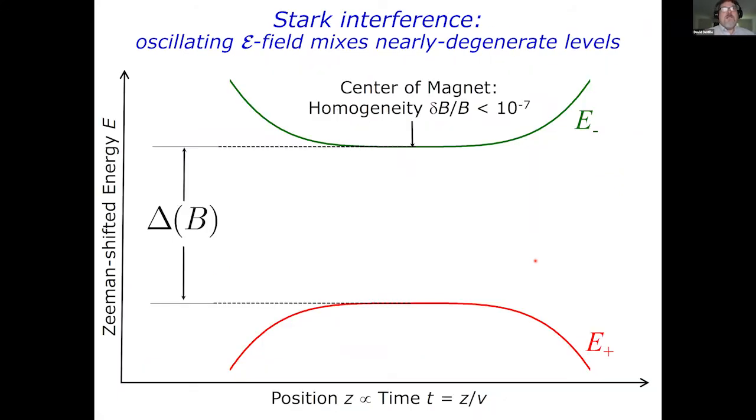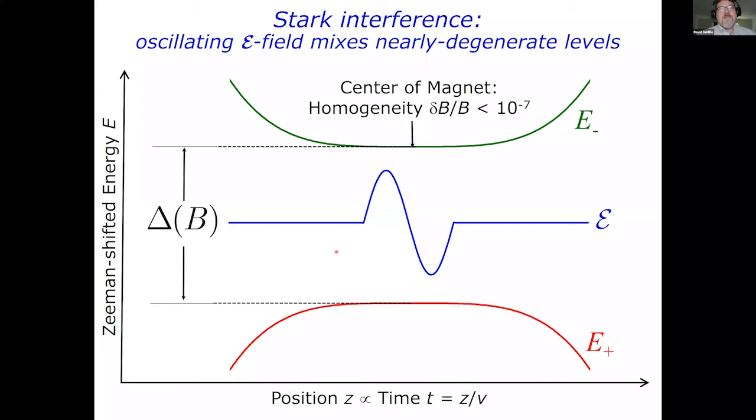It means that we need a region in the center of the magnet, which is about 5 centimeters long and about 1 centimeter in diameter, where the Tesla-order magnetic field is homogeneous at the 10 to the minus 7 level. And it turns out that the electric field that's useful for us to apply is a single cycle of a sinusoidal oscillation. Again, this is applied spatially, but as the molecules fly through it, they see it as a temporal variation in the electric field.